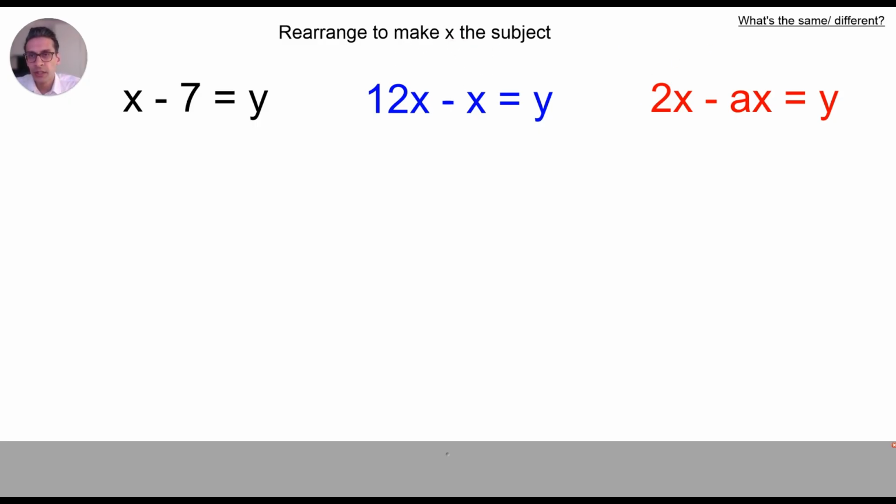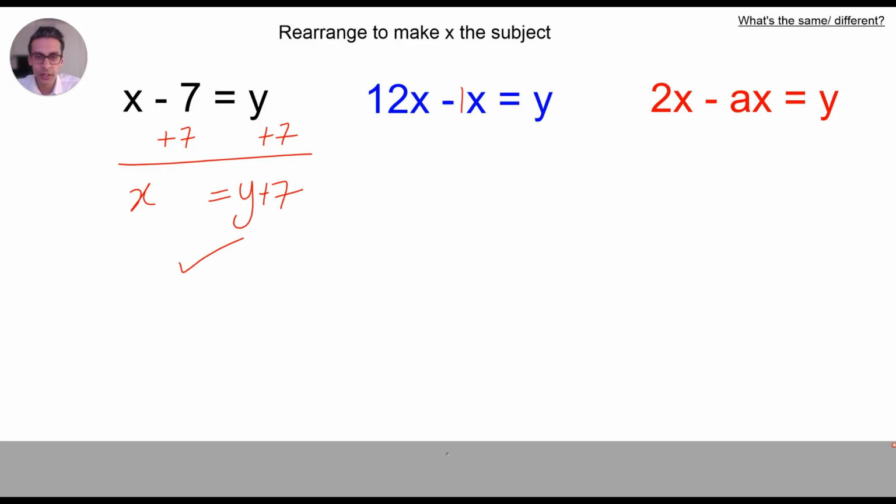So I'm going to go through it now. Pause the video if you need a bit more time to rearrange it. So question 1, you're kind of used to already. We're going to add 7 to both sides because we can isolate x. So we end up with x equals y plus 7. So that's fairly straightforward.